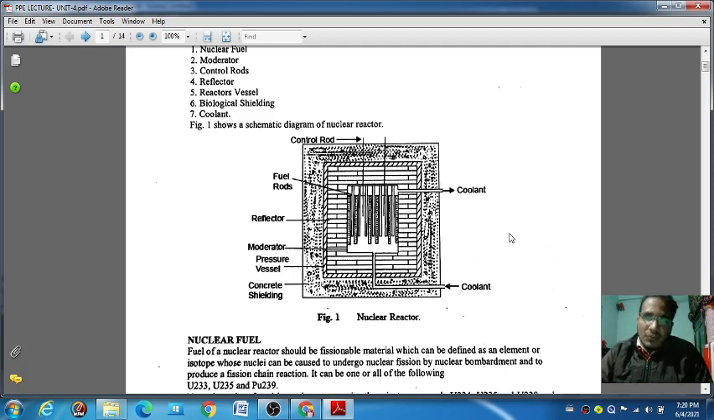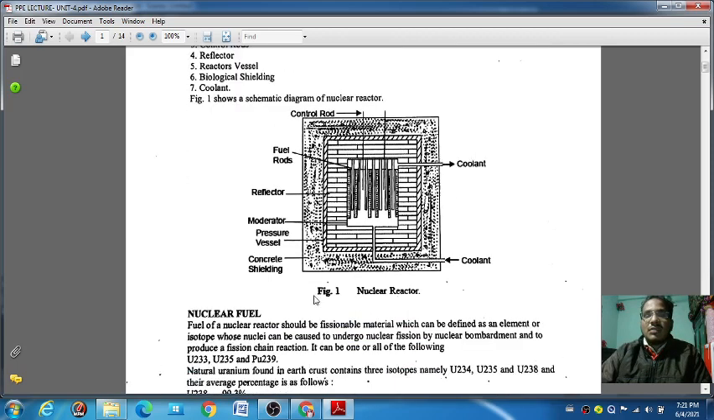Okay, control rods, fuel rods, reflectors, moderator, pressure vessel, concrete shielding. These are the different parts. Now here you can see where each is located. After that we will discuss each and every part in depth.